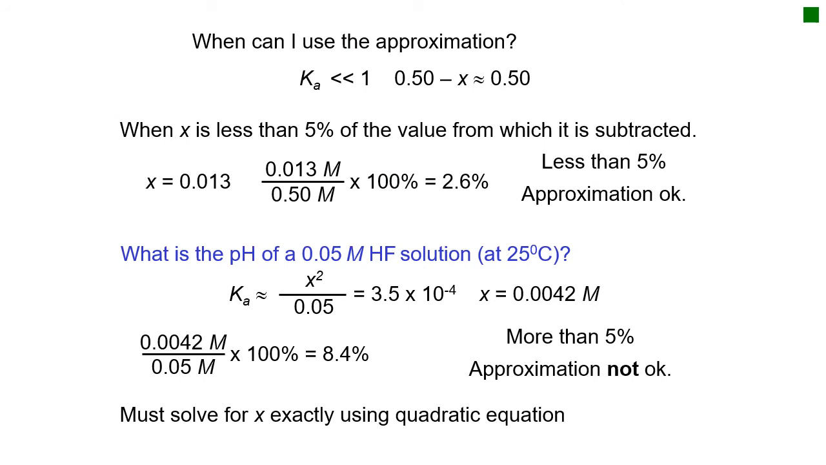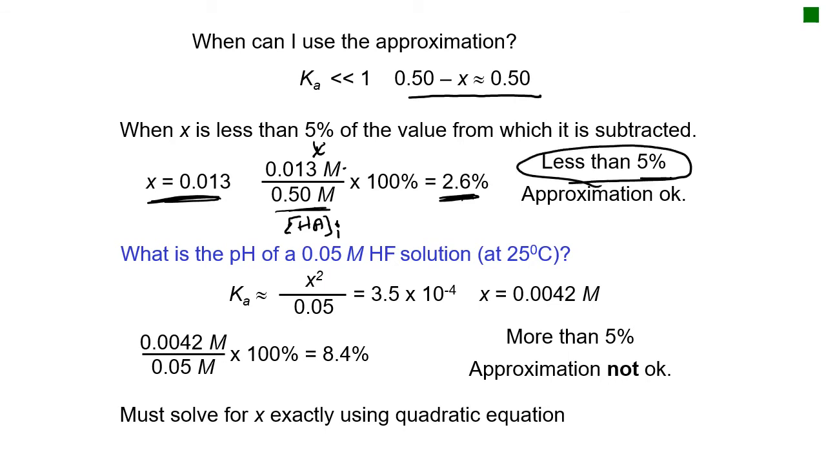So, is this a good assumption? Can I assume that 0.5 minus x is about equal to 0.5? And remember when we said that if our percent ionization is less than 5, our approximation is good. Well, if we take our x value, 0.013, divide it by the initial concentration of the acid, times 100, we do the math here, we're going to get 2.6%. That is less than 5, which tells us this approximation is valid.